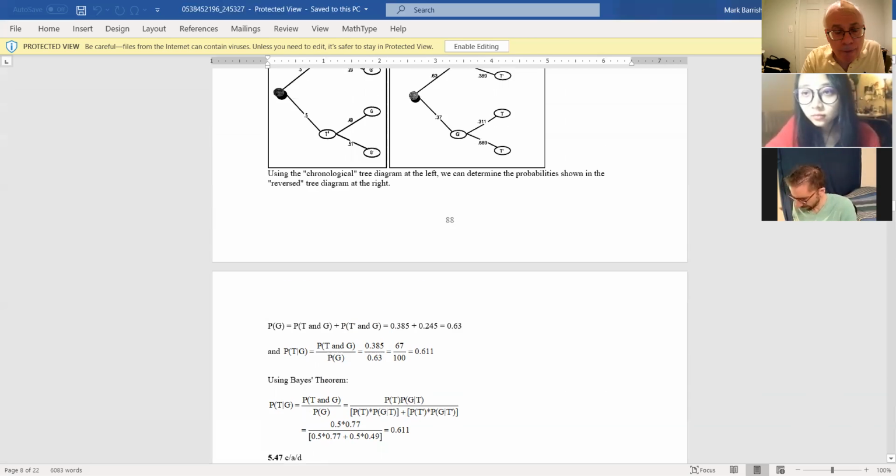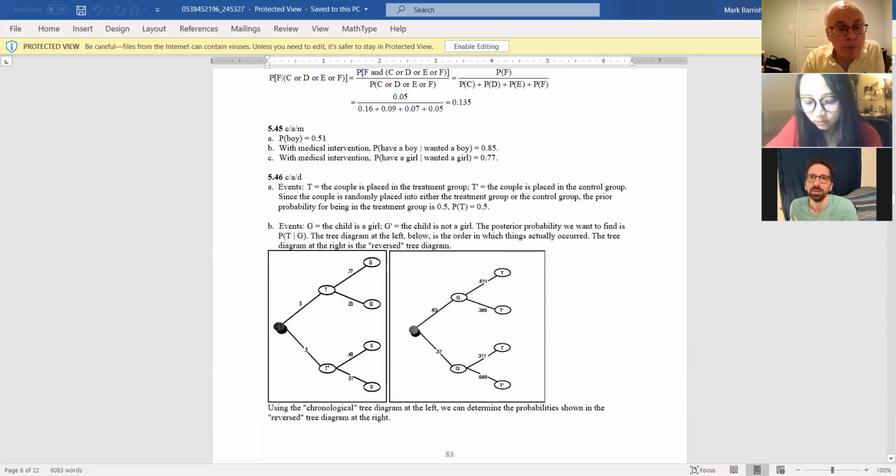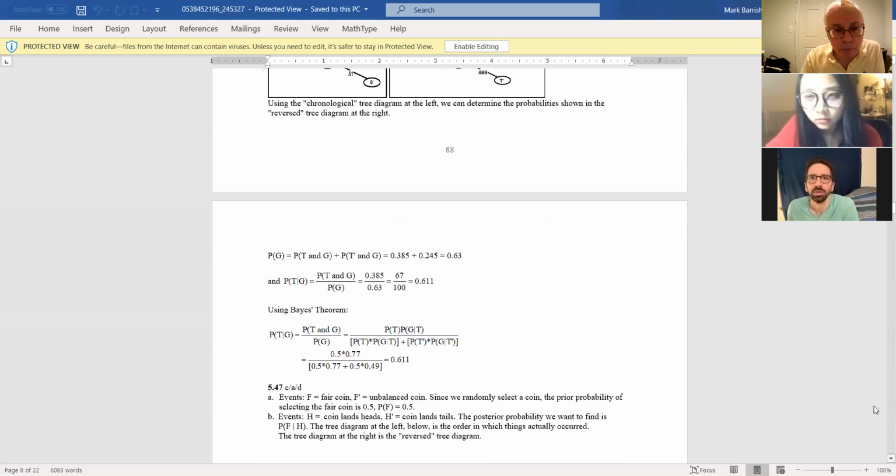That is 0.5 times 0.77. Okay. So it's the probability of having a girl, given that they wanted a girl, times the probability of what? They're in a treatment group. Yes. But they could also get to a girl by not being in the treatment group and having a girl anyway. Okay.